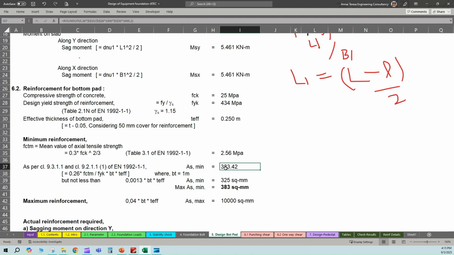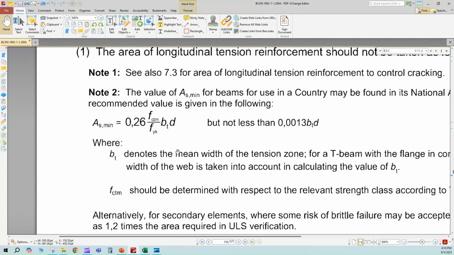Applying these values to the equation, As,min is 383.42 square mm, and it is also stated that it should not be less than 0.0013 b t d, which for a 1 meter strip is 325 square mm. So we are considering 383.42 as the minimum reinforcement.